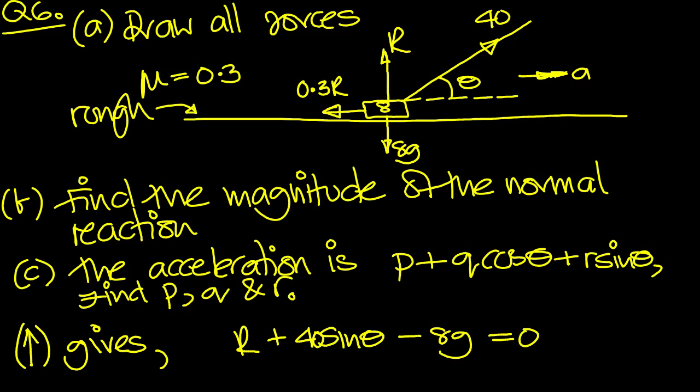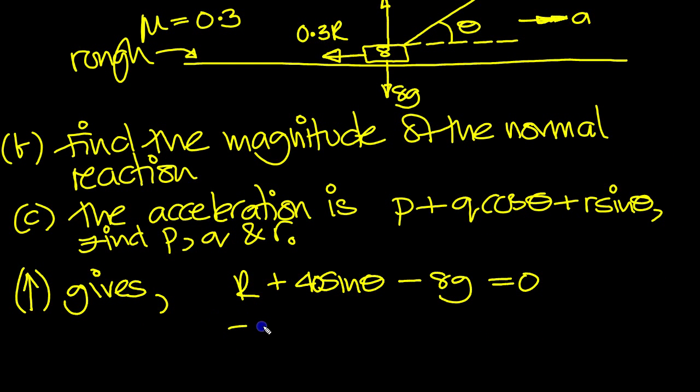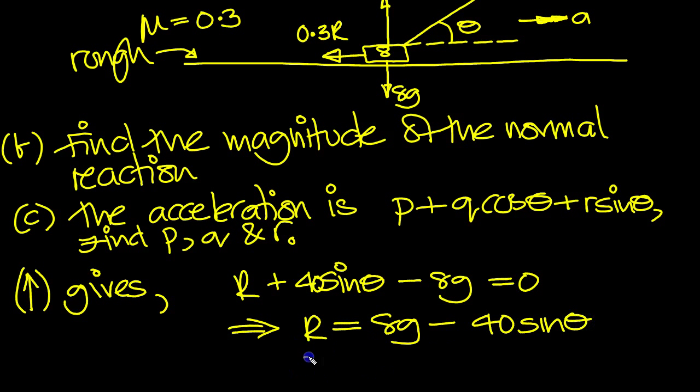So we can now write down R. That tells us then that R is equal to, move the 8g over to plus 8g, and move the 40 sine theta over to minus 40 sine theta. So there's our reaction force then, in terms of theta.